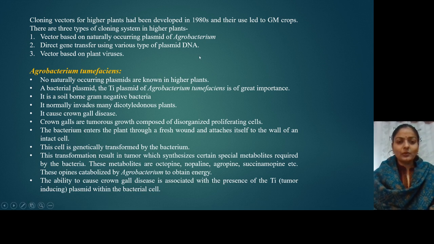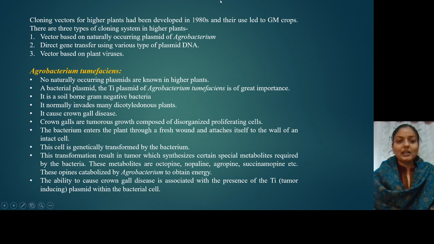So this is how the Agrobacterium-infected plant cell develops a tumor. These tumorous cells are transformed, and these transformed cells synthesize opines from which the bacterium gets its energy. This is how Agrobacterium tumefaciens manipulates the plant cells for its own benefit. So that is why it is known as nature's genetic engineer.